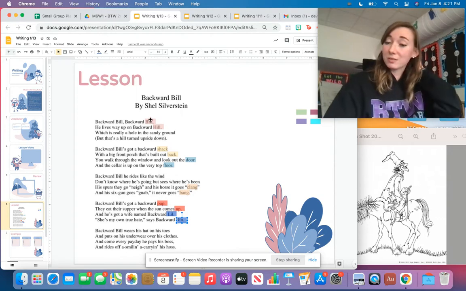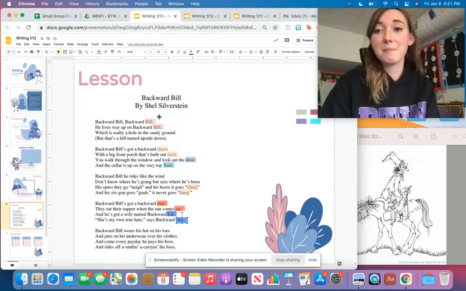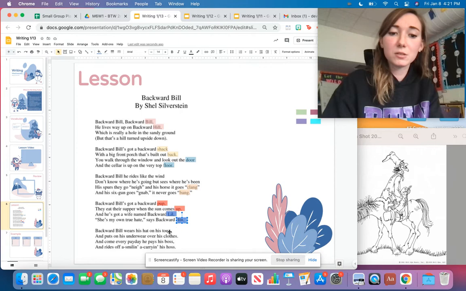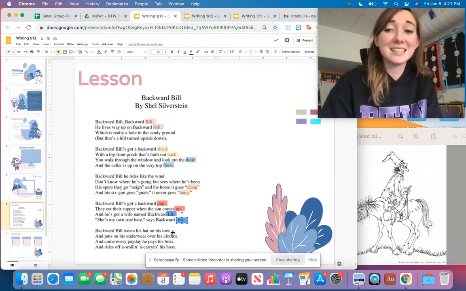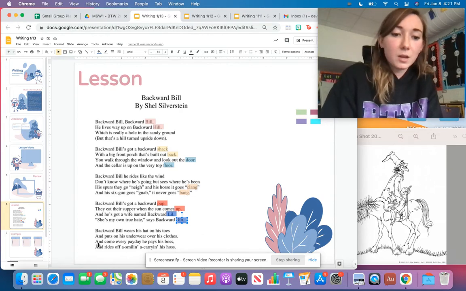So that's why Shel Silverstein is such a good poet, because he's really, really good at making lots of different words sound like they rhyme. But I am going to leave those two because toes and clothes aren't exactly rhymes, but they are very close.